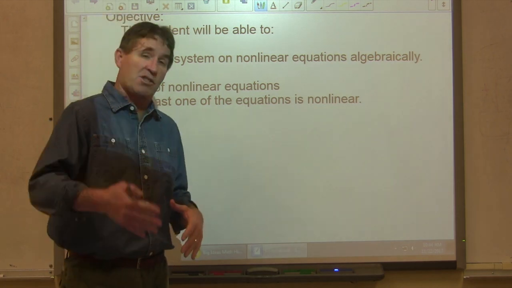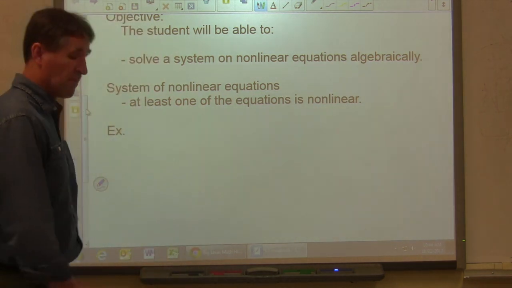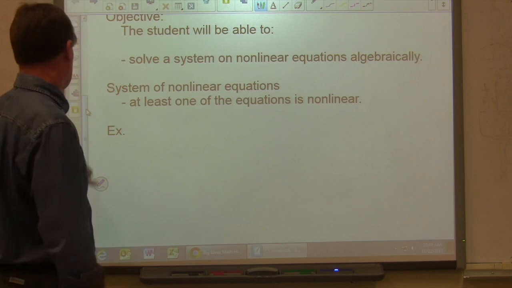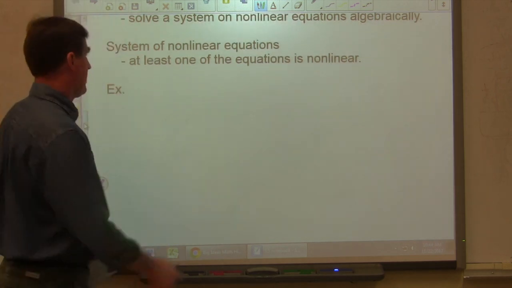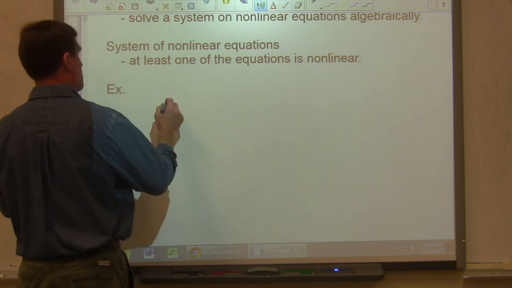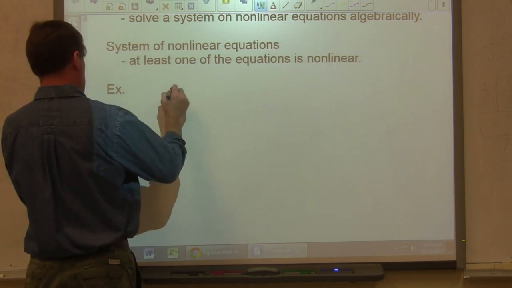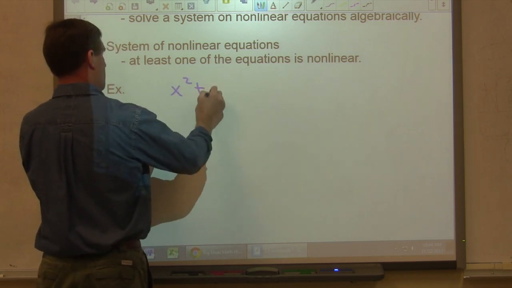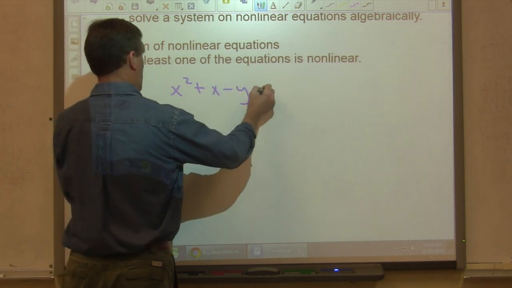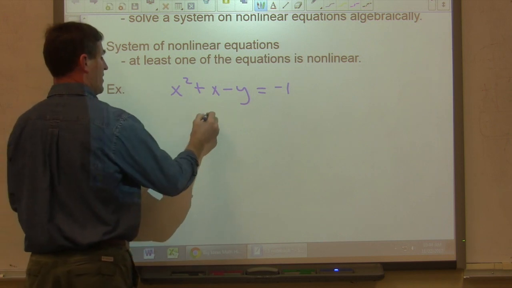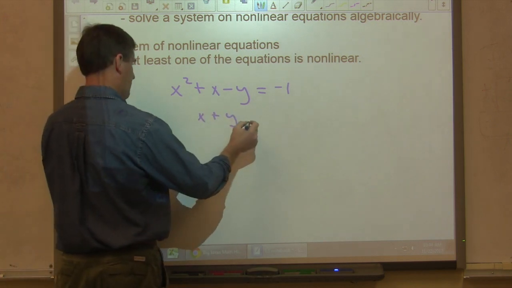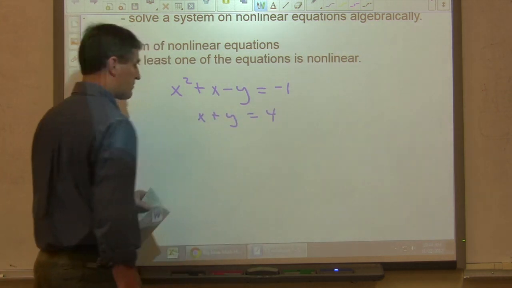So it has an x squared or an x cubed or something like that. So the big thing is just to go through some examples, because it's just a little bit different than what we did before, but the process is the same. So if we look at this first example, x squared plus x minus y equals -1. And the other equation is x plus y equals 4.